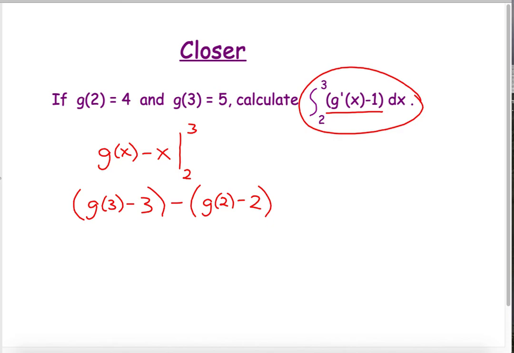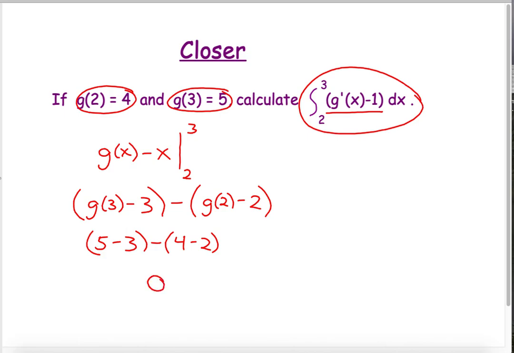So I'll plug in 3 first, and I get g of 3 minus 3. And then subtract from that, plug in 2, g of 2 minus 2. Oh, and all of a sudden it seems very simple. We know g of 2 and g of 3, they gave it to us in the problem. G of 2 is 4 and g of 3 is 5. So we have 5 minus 3 minus 4 minus 2, which is 2 minus 2, which is 0.